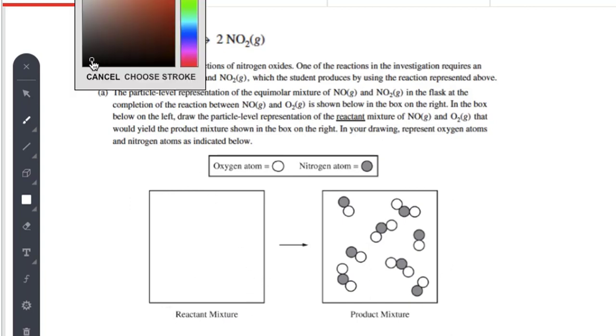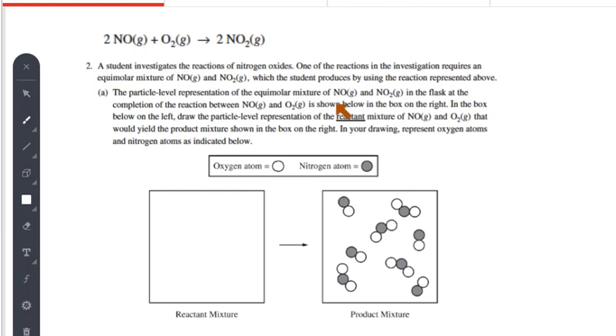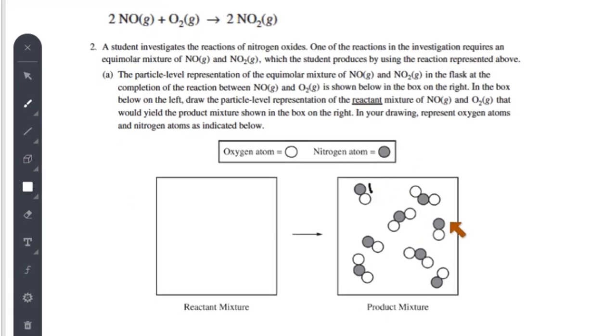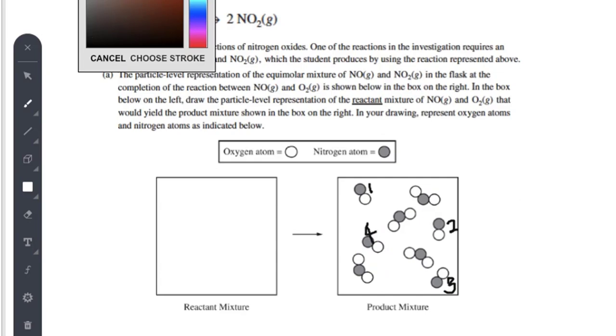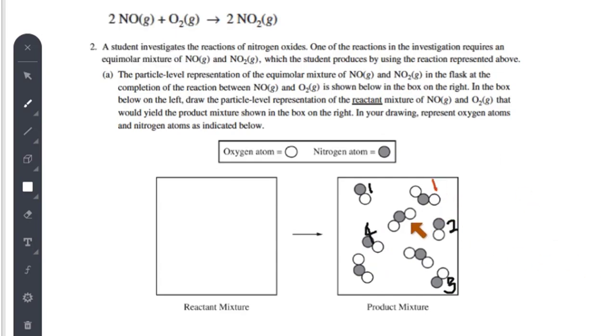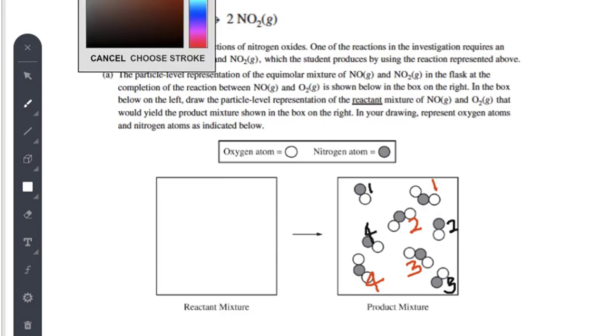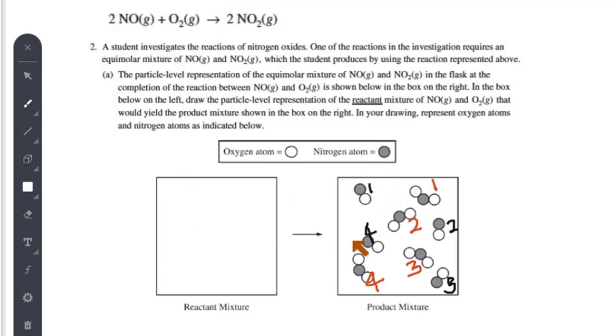So how would you go about doing that? First, you have to figure out what am I left with? What do I have to be able to produce? In terms of NO, we have 1, 2, 3, 4 NO remaining, and we have created 1, 2, 3, 4 NO2. So whatever is in here, we have to at least have the 4 NOs that were never changed. So let's draw those in now so that we don't forget.